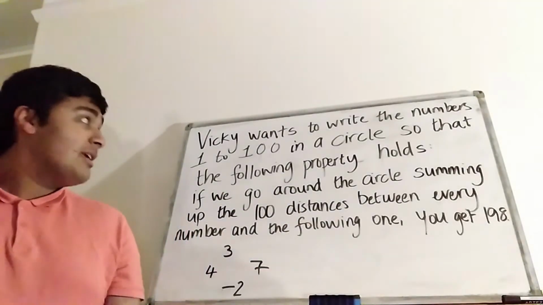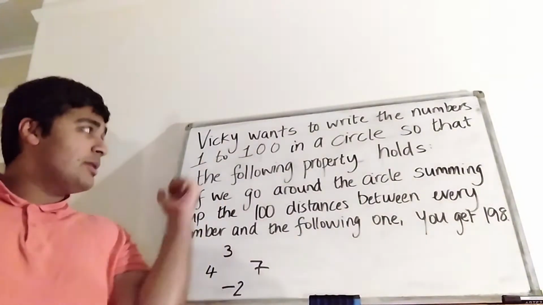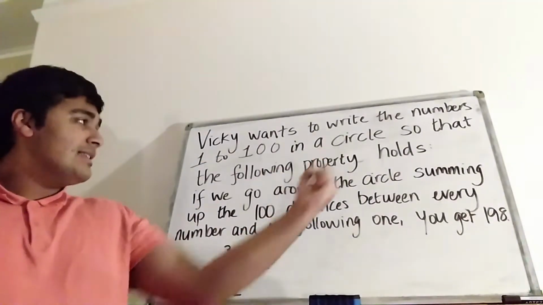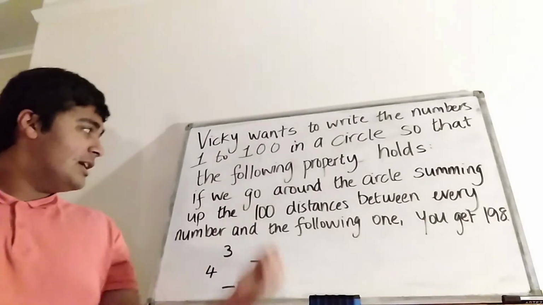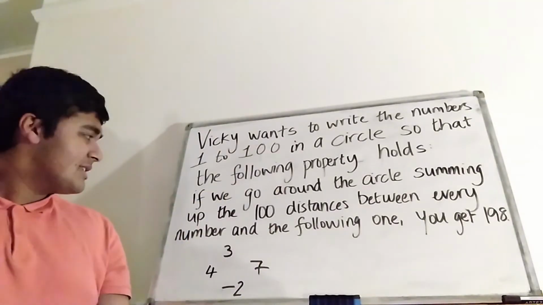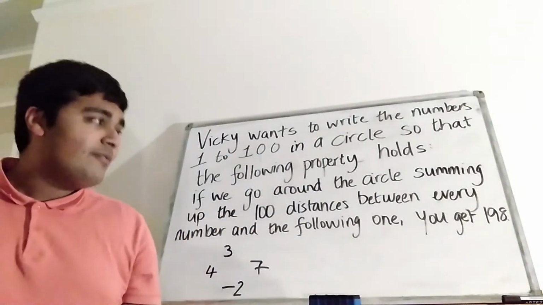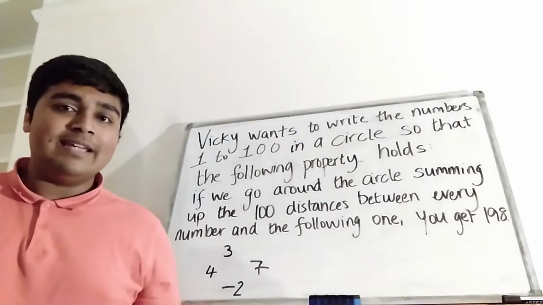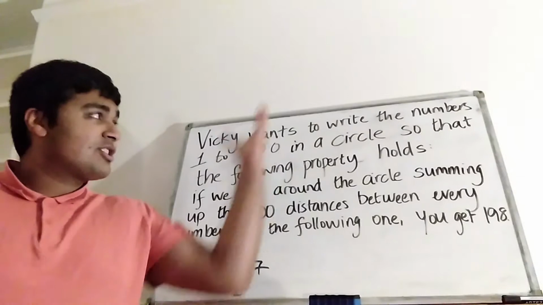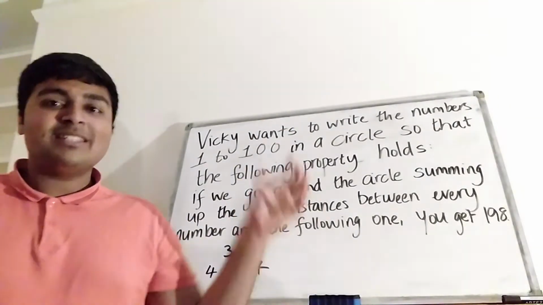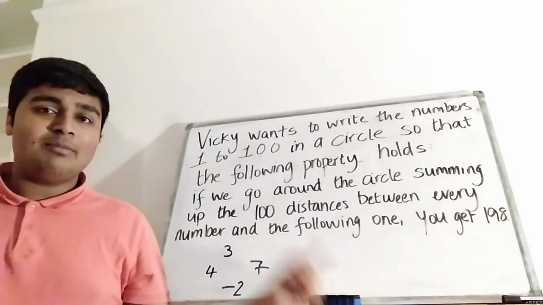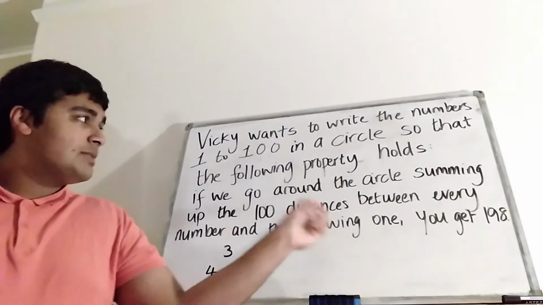Vicky wants to write the numbers 1 to 100, so the positive integers between 1 and 100 inclusive, in a circle so that the following property holds. If we go around the circle, summing up the 100 distances between every number and the following one, you get 198. We want to know how many such configurations there are. So how many such ways are there of writing these 100 positive integers in a circle with this property?